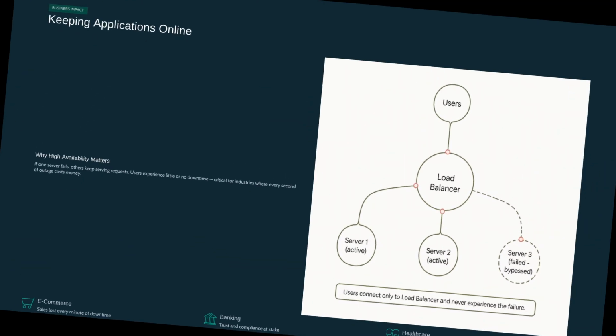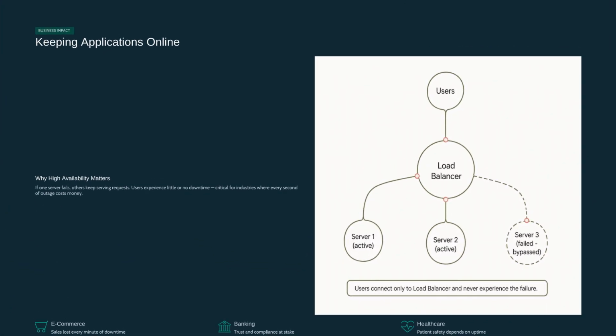High availability is one of the biggest reasons architects use load balancers. If one server fails, other servers continue serving requests. Users experience little or no downtime. This redundancy is critical for e-commerce, banking, healthcare, and enterprise applications where availability directly impacts business success.